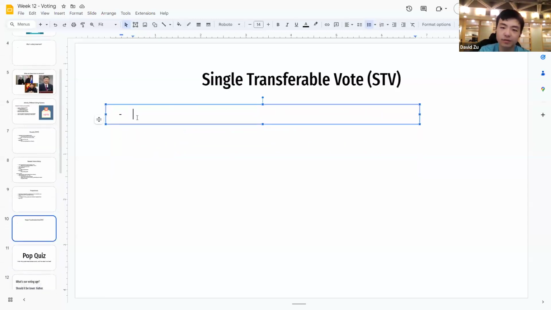Okay, thanks, Grace. Finally, we'll finish off with the single transferable vote system. So Hebe, you can explain stuff.